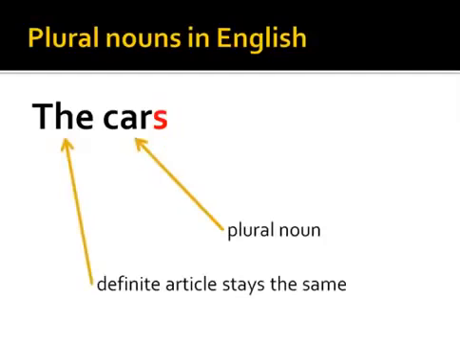Now, what's nice is it's that way with all the nouns in the English language. The computer, the computers, the tree, the trees, the car, the cars. You'll notice also that the definite article stays the same. It's the, and the. Wouldn't it be nice if it were that way in German?